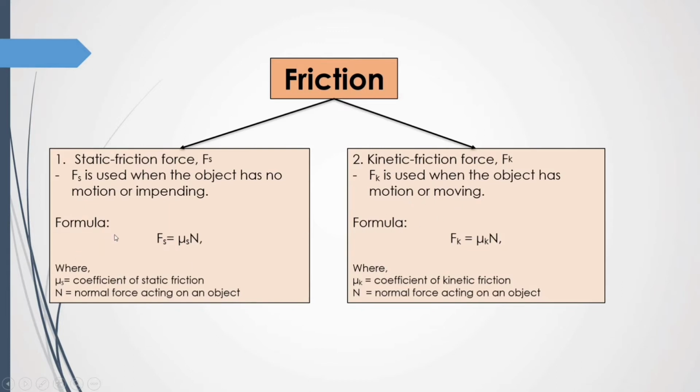The formula for static friction force is given by Fs equals mu s N, where mu s is the coefficient of static friction, and N is the normal force acting on an object. On the other hand, kinetic friction force is given by the formula Fk equals mu k N. Mu k is the coefficient of kinetic friction, and N is the normal force acting on an object.